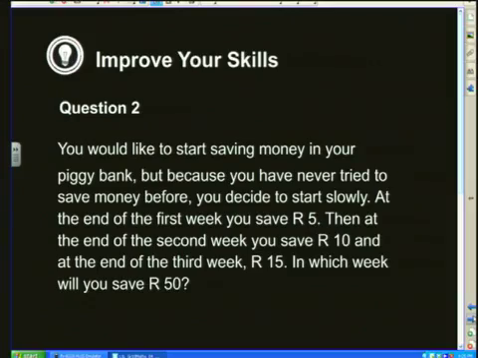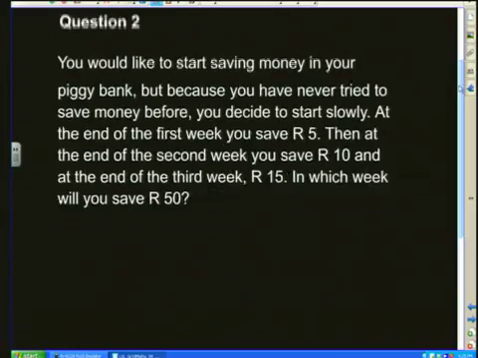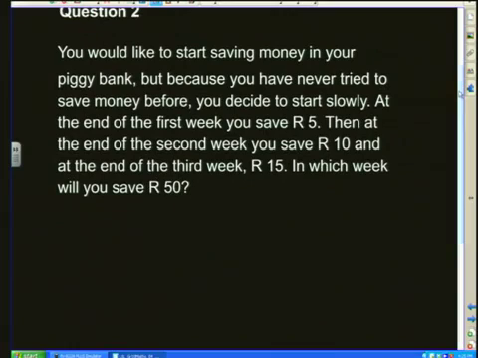So this is question 2 with a few words in it. They say that you want to start saving money in your piggy bank, but you've never tried to save money before, so you want to start slowly. At the end of the first week, you save 5 Rand. Then at the end of the second week, you save 10 Rand. And at the end of the third week, you save 15 Rand. They want to know, in which week will you save 50 Rand?